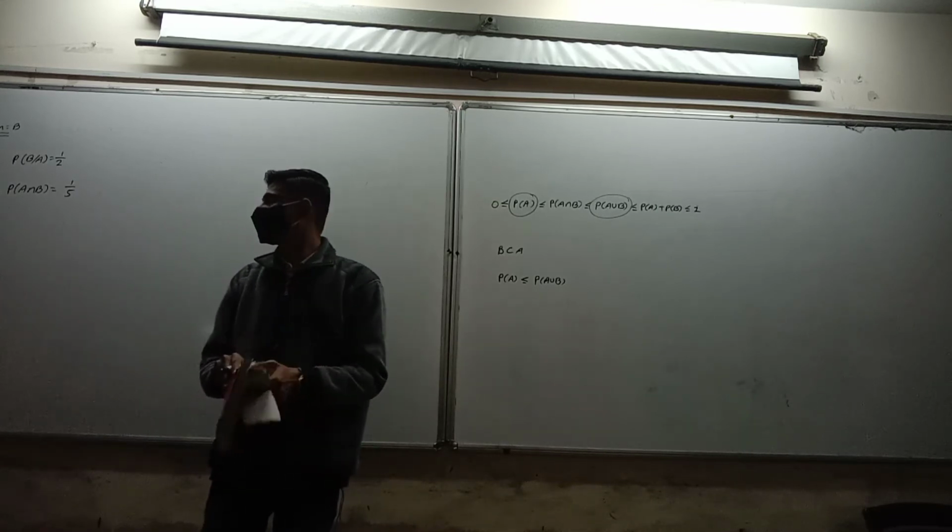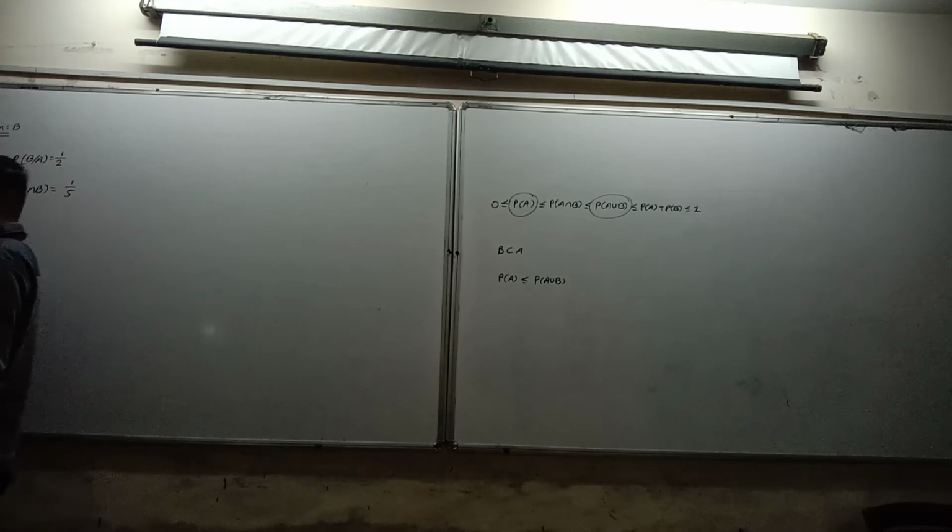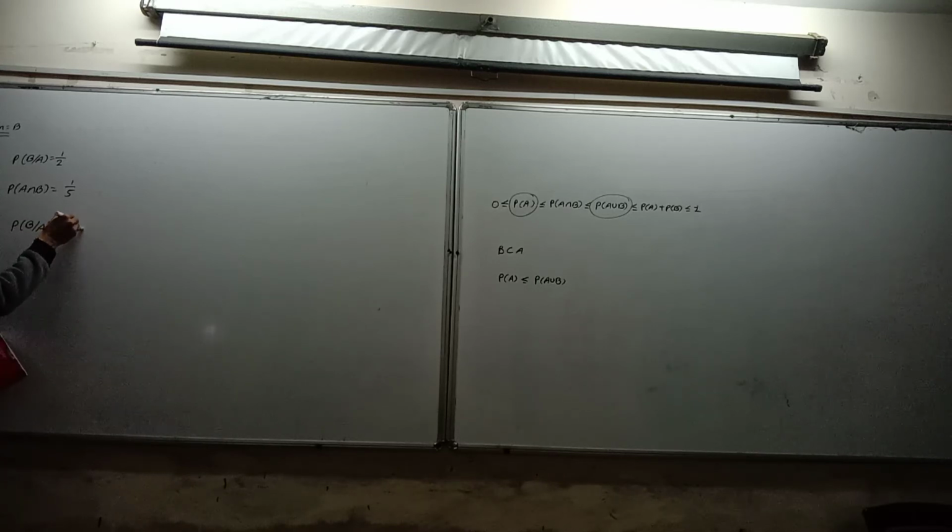Okay, to find P of A, write down the conditional probability formula. P of B given A is equal to P of A intersection B upon P of A. P of B given A is 1/2, you can also write 0.5. P of A intersection B is 1/5, 0.2, divided by P of A. Opposite side numerator, P of A is equal to 1/5 divided by 1/2.